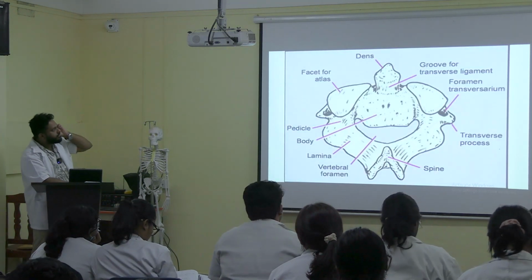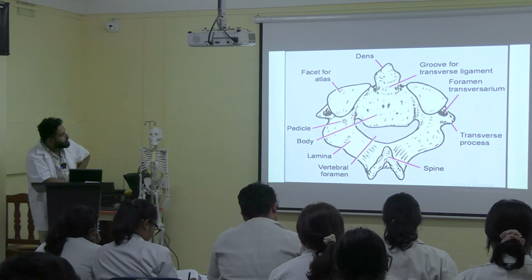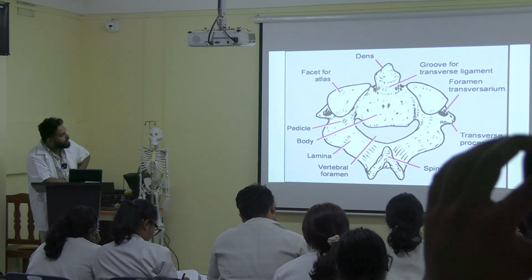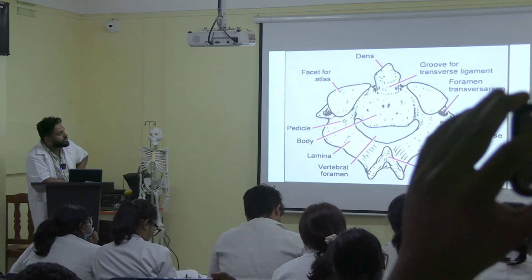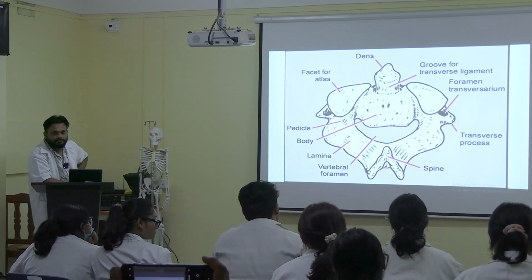Again this picture. Dens, facet for Atlas. Pedicle, lamina. This is the body. And this is the massive spine. These are the transverse process and foramen transversarium.